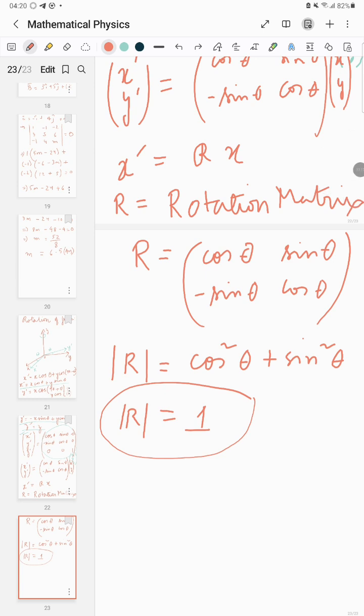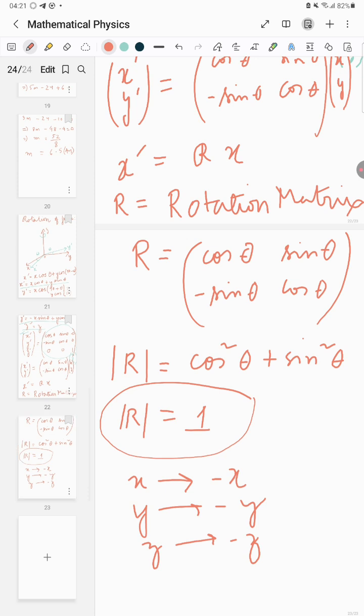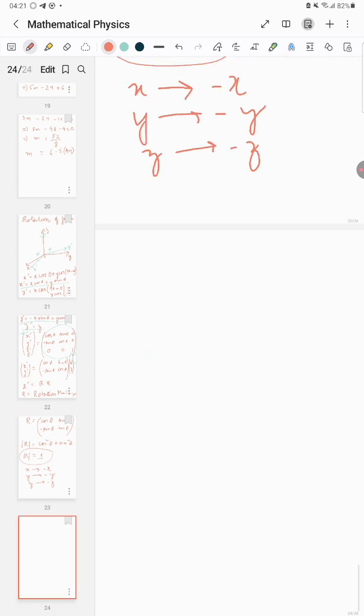Now for reflection, that is space inversion. So what basically happens in space inversion is x changes to minus x, y changes to minus y, z changes to minus z. And when it happens for a reflection about x-axis, x will change into minus x. For a reflection about y-axis, y will change into minus y. For a reflection about z-axis, z will change to minus z.